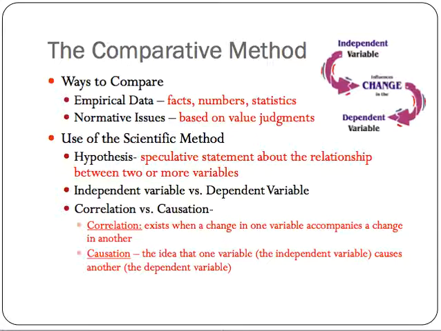We look at the scientific method. There's hypothesis. You speculate and make statements. You have independent and dependent variables. So why is education dependent on the amount of money that people have? And then you look at, is there a correlation between that? Is there a relationship that exists when a change in one variable accompanies a change in the other?